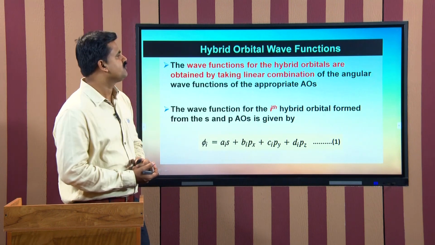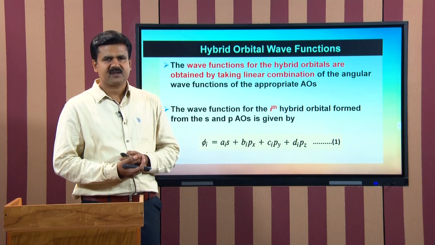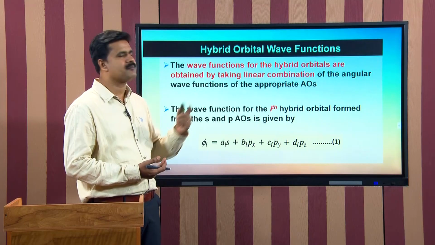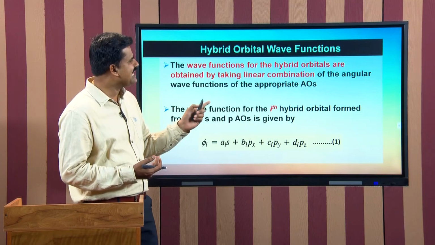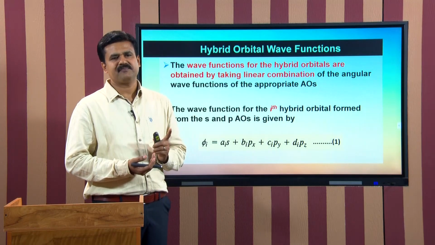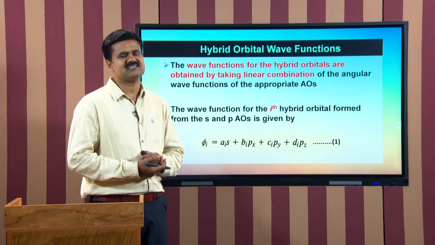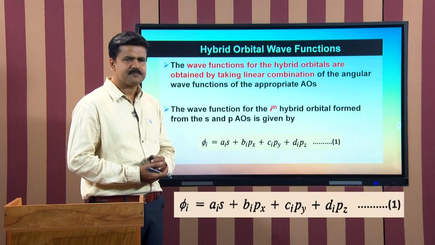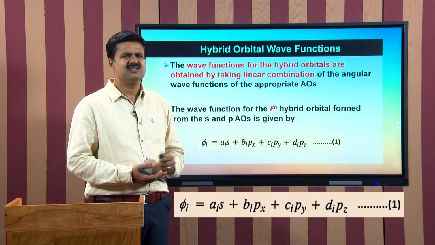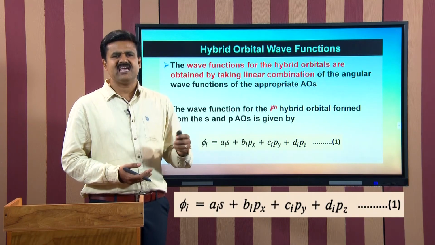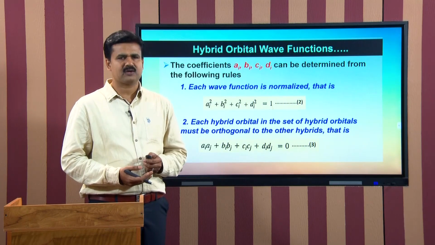The wave functions for the hybrid orbitals are obtained by taking a linear combination of atomic orbital wave functions, the angular part of atomic orbital wave functions. The wave function for the ith hybrid orbital formed from the s and p orbitals can be generally represented like this: phi i is equal to a_i s plus b_i px plus c_i py plus d_i pz. So, this is simply a linear combination. a_i, b_i, c_i and d_i are called coefficients of linear combination.